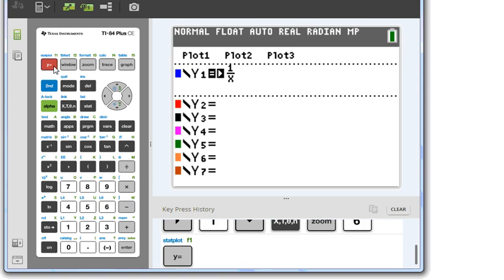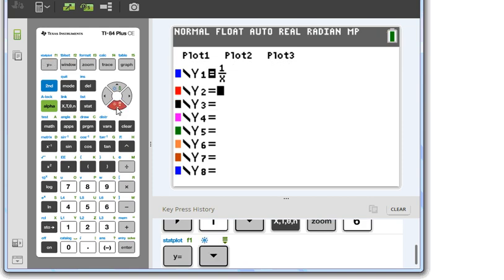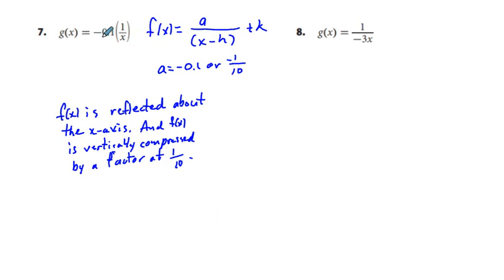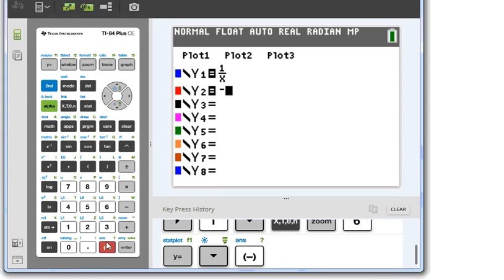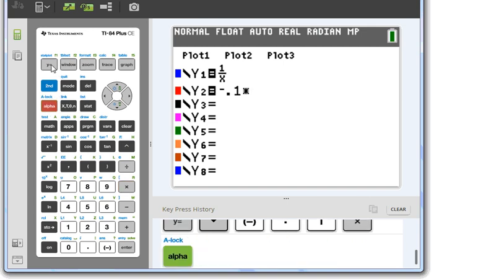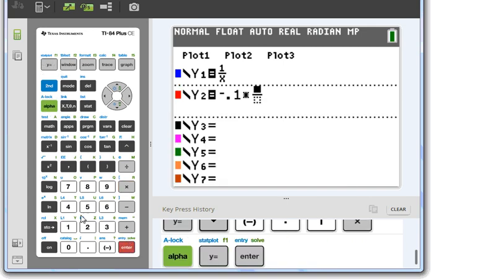Now I'm going to take what we have here, just to be sure we're doing this: negative 0.1 times 1 over x. So negative 0.1 times, we'll put 1 over x. It should be reflected about the x-axis and vertically compressed by a factor of 1/10.